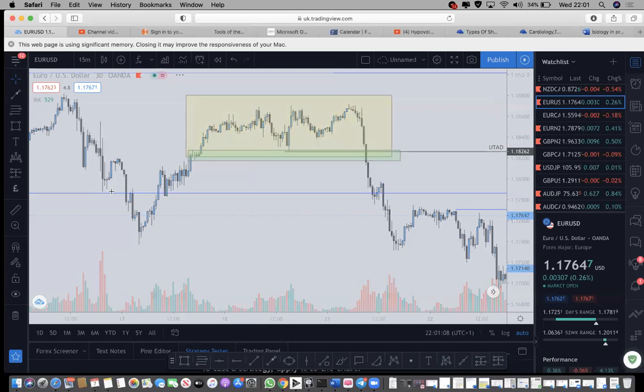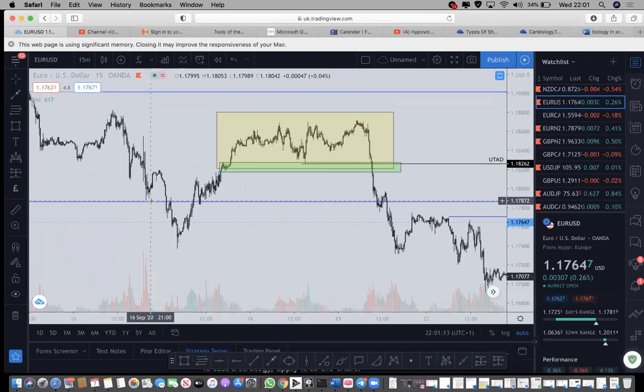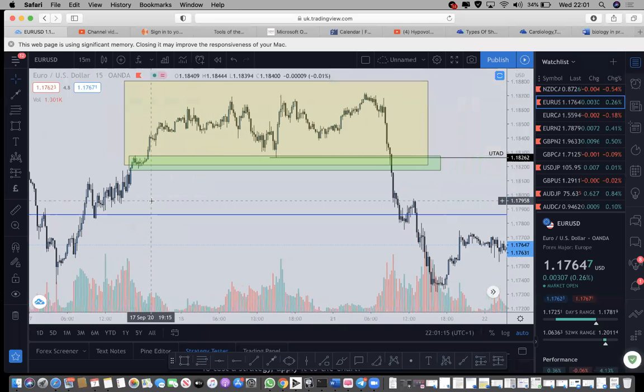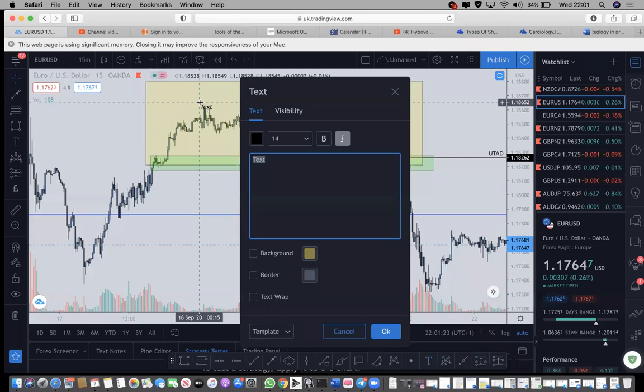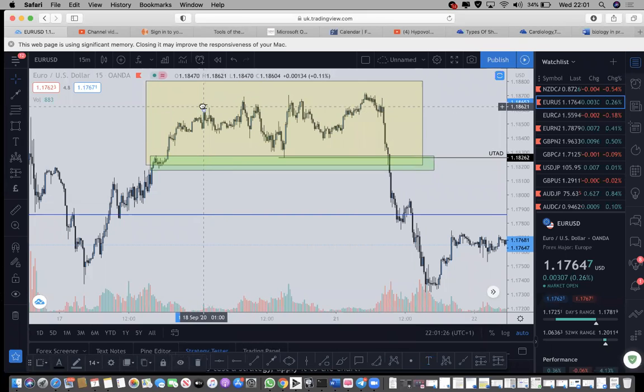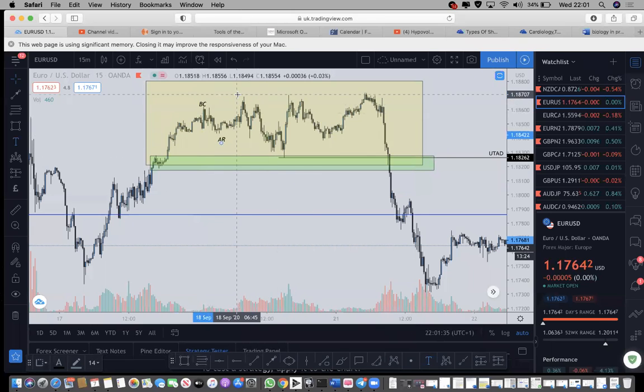It's the Wyckoff. Let's dive deeper. Now we know our demand area. We know our PS area. Where is our buy climax? Where is our AR? Where is our ST? Follow the movement of price, guys. Follow it.